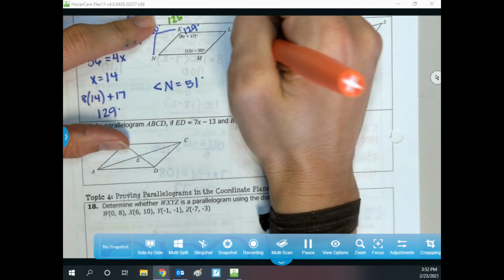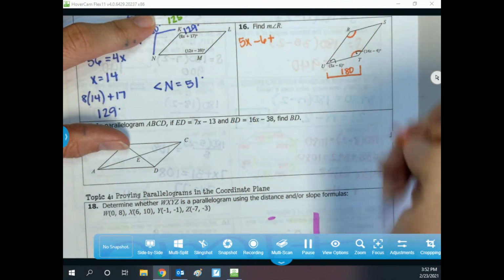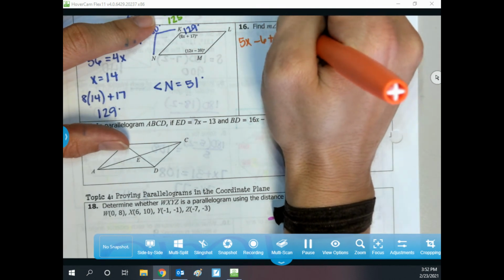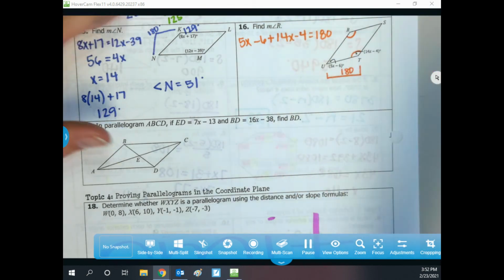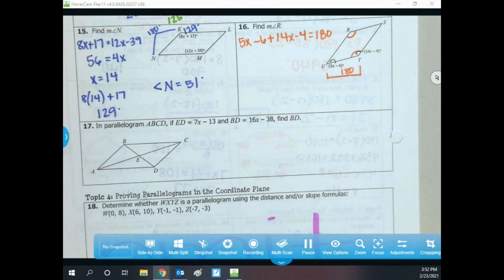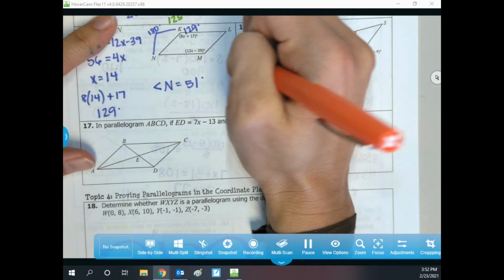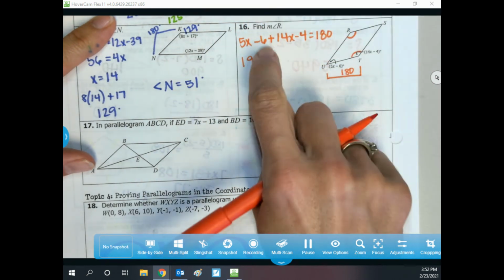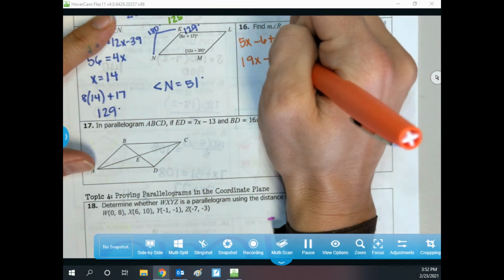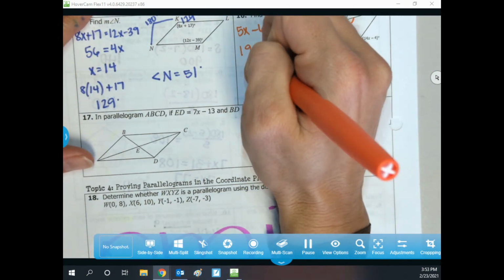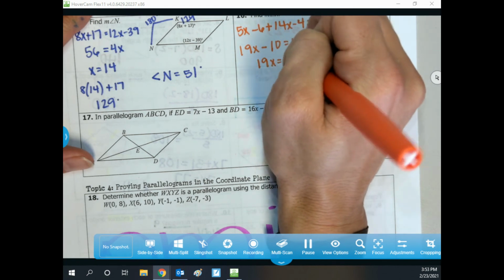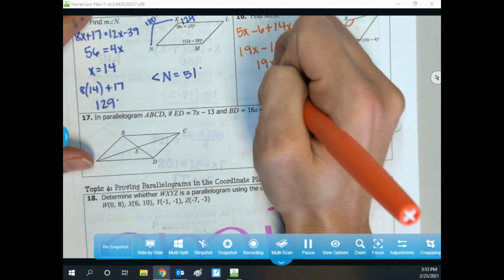5x minus 6 plus 14x minus 4 equals 180. All right, combine like terms. 5x and 14x makes 19x. Negative 6 and negative 4 make negative 10, and that equals 180. Add 10 to both sides. 19x equals 190. Divide by 19, and x equals 10.